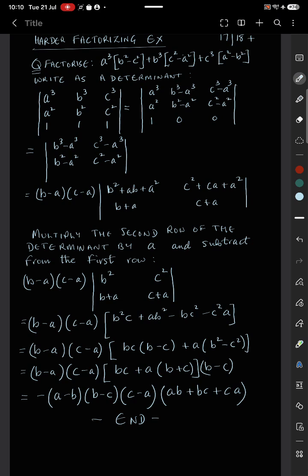So that will be b minus a, c minus a, and multiplying out the determinant, that will be b squared c plus ab squared minus bc squared minus c squared a, which is b minus a times c minus a. And grouping terms together, we can easily get bc times b minus c plus a times b squared minus c squared.